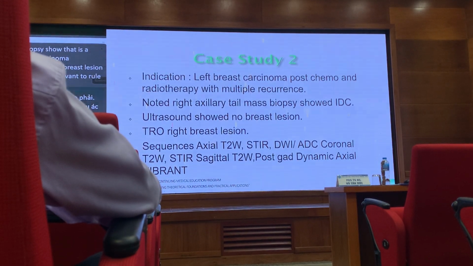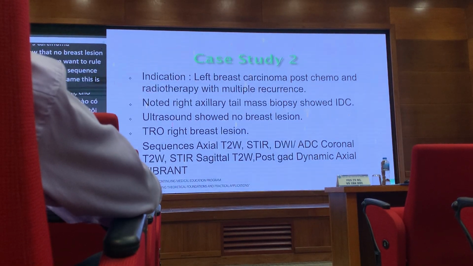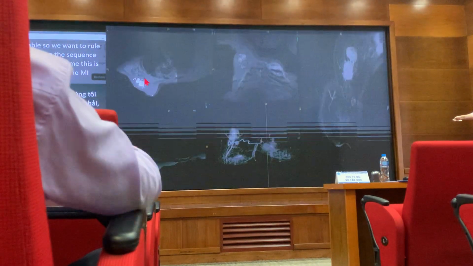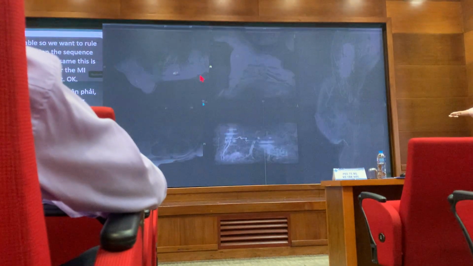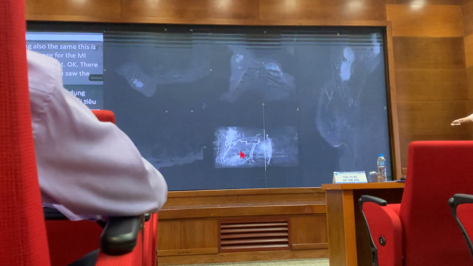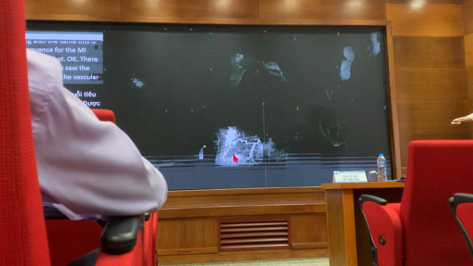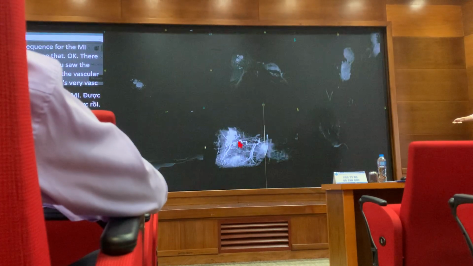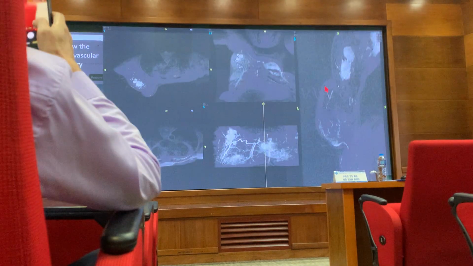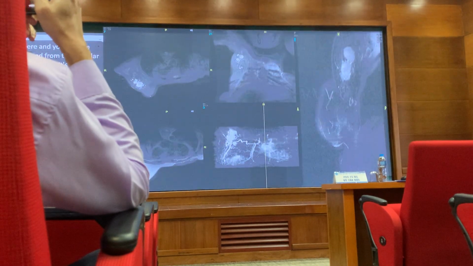The sequence that we're using is also the same. This is our standard sequence for the MRI breast. So from here you can see that there is something here and also in the axillary region. And from the vascular imaging, we can see that there is a lot of vascularity supplying the lesion. And this patient is also a recurrence patient.